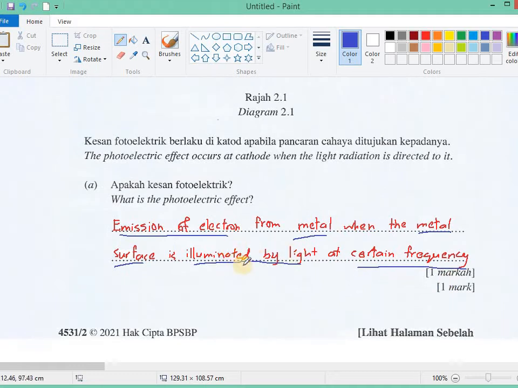For the word illuminated, if you cannot remember it, you can replace it with shine by light, or when light falls on the metal surface. It is not necessary to use the word illuminated, as long as you write a word or a sentence that gives the meaning where light falls on the metal surface. Then it is already enough.